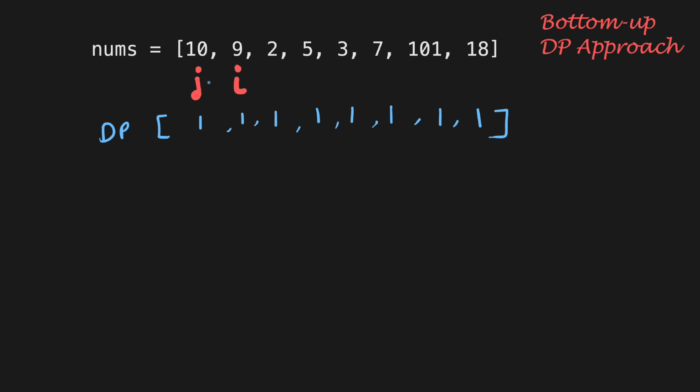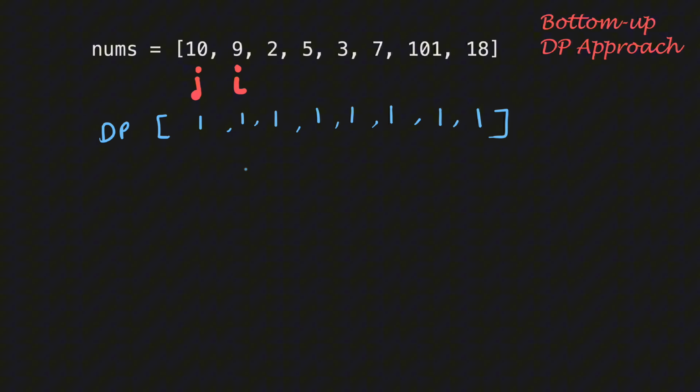And for each pair of indices i and j, we will ask the question, which is whether nums of i is greater than nums of j. Here, for example, the answer is no. But if the answer is yes, then wouldn't it be better to include nums i in the sequence and end the LIS at i, as by doing so, we increase the length of the LIS by 1.